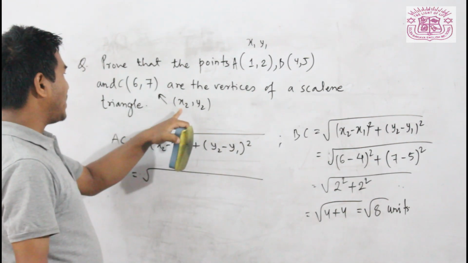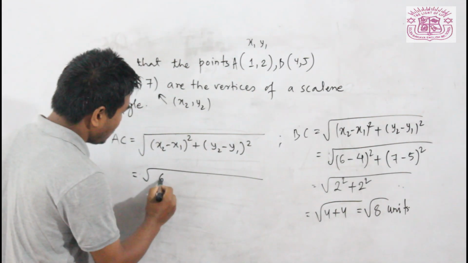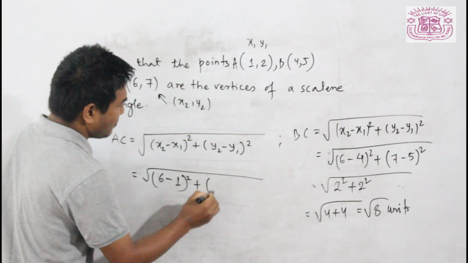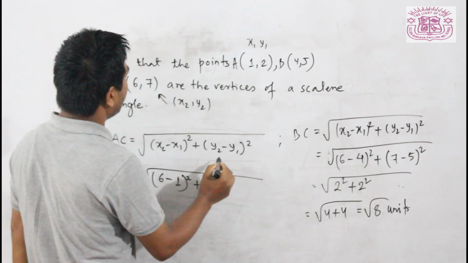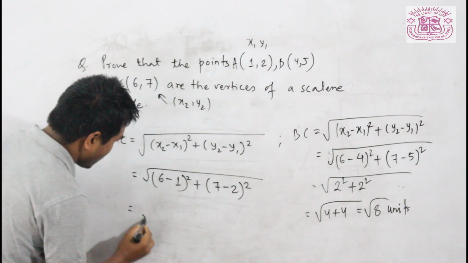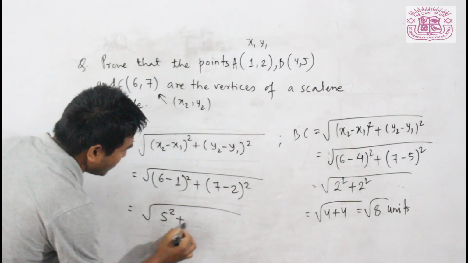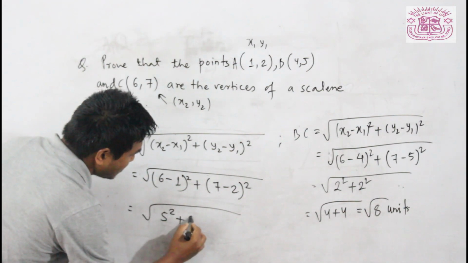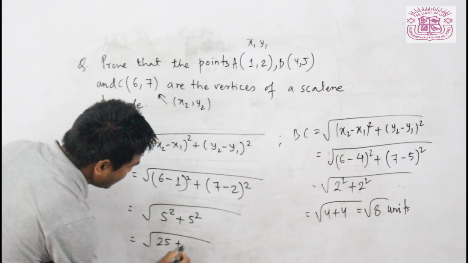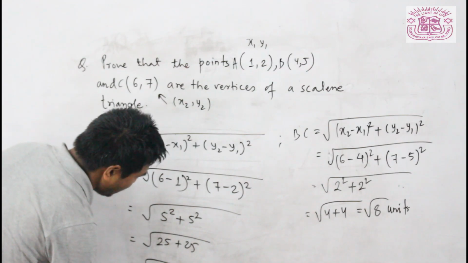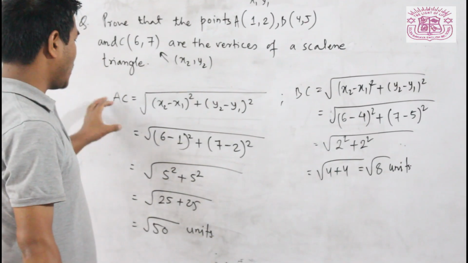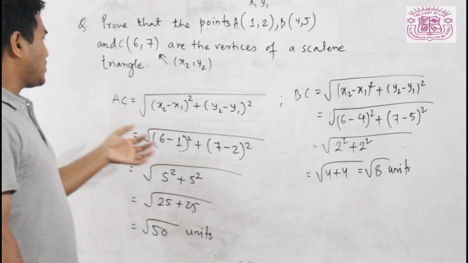So here the value of x2 is 6, 6 minus x1 is 1, so 6 minus 1 whole square plus the value of y2 is 7, 7 minus y1 is 2, 7 minus 2 square. So this is 5 square plus 5 square. 5 square is 25 and this is also 25. We will get root under 50 units. So from here we have found the distance of AB.